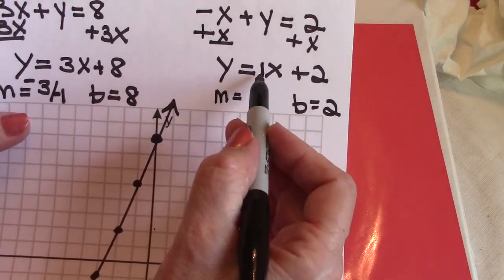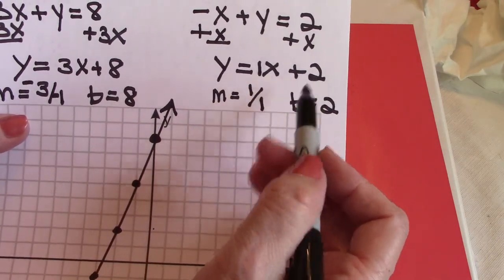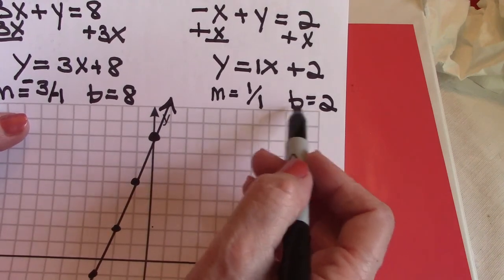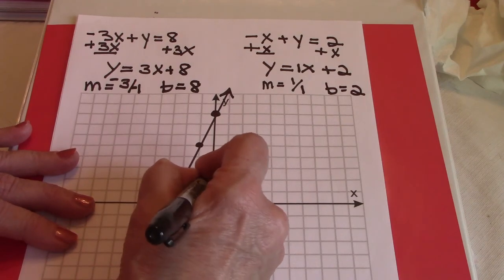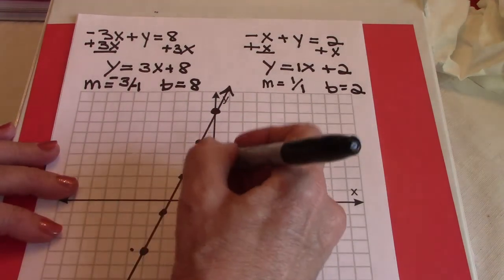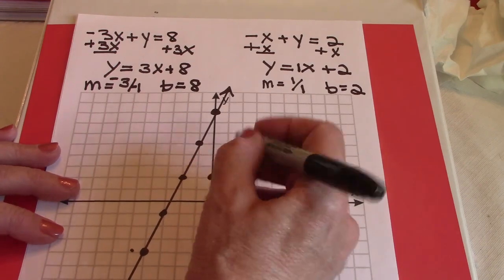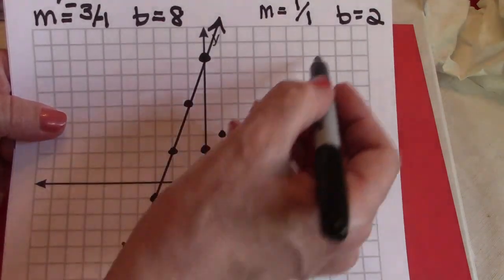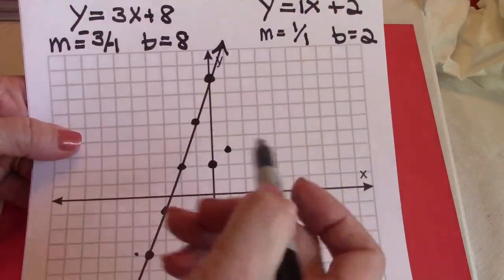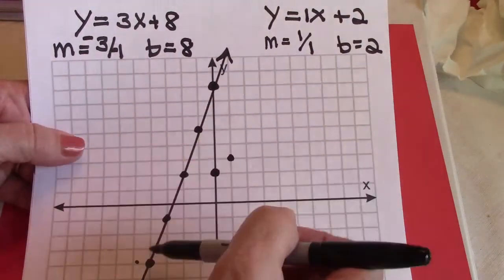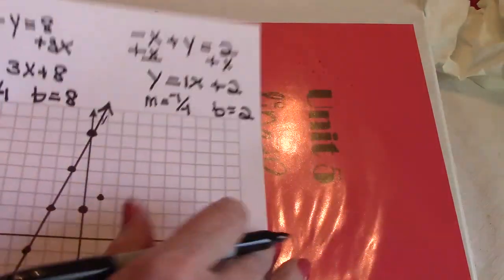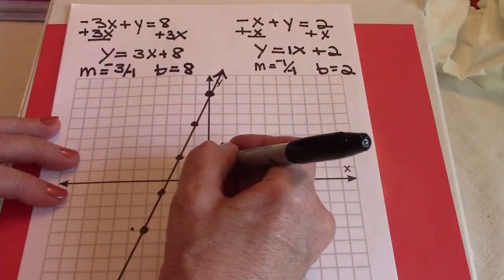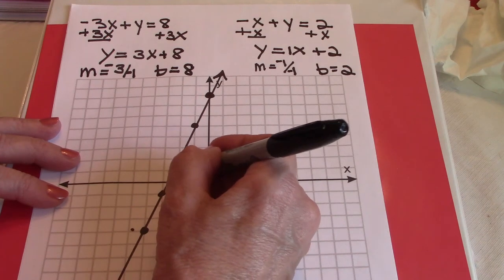Y equals mx plus b. My y-intercept, or my b, is where the line is going to cross the y-axis. And I can go up one and over one, but if you see, if I continue to go up and over, I'm going to get away from the line I want to intersect with, which is this one. So again, I can make these both negative, because a negative over a negative is the same as a positive. So I can go down one and to the left instead.